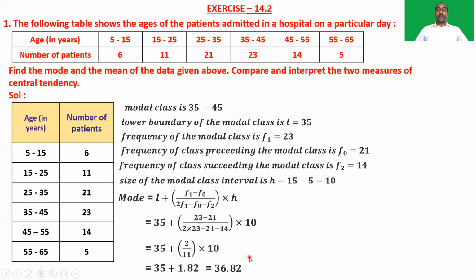Now the mode of the given data is 36.82 years. That is, the most number of patients admitted in the hospital are of age 36.82 years. In the question, it is also given to find the mean of the given data. So let us find the mean of the given data.